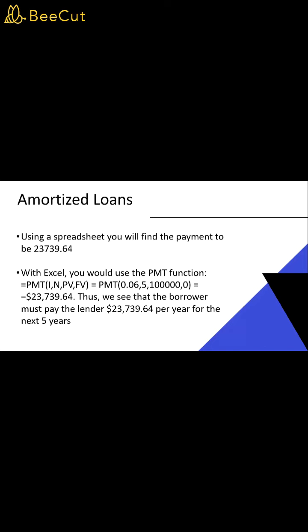In this example, if we were to calculate the payment, we know that the interest rate is 6%. So we would say, okay, equal to payment brackets 6% or 0.06, comma 5, comma 100,000, which is the present value because that is the amount of loan that they've taken, comma 0, and close brackets. And we would get negative 23,739.64. What this basically means is that the borrower has to make a payment of 23,739.64 per year for the next 5 years.